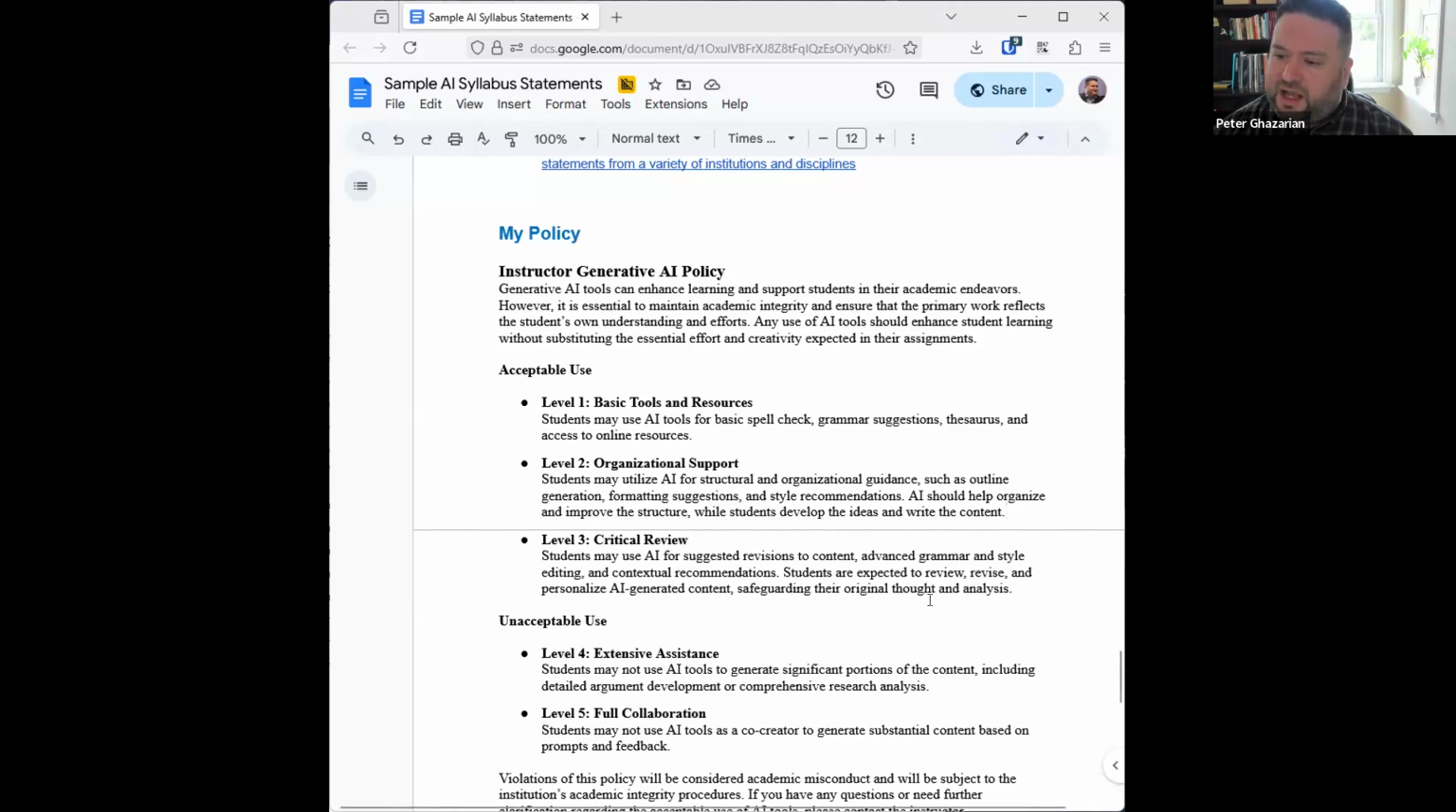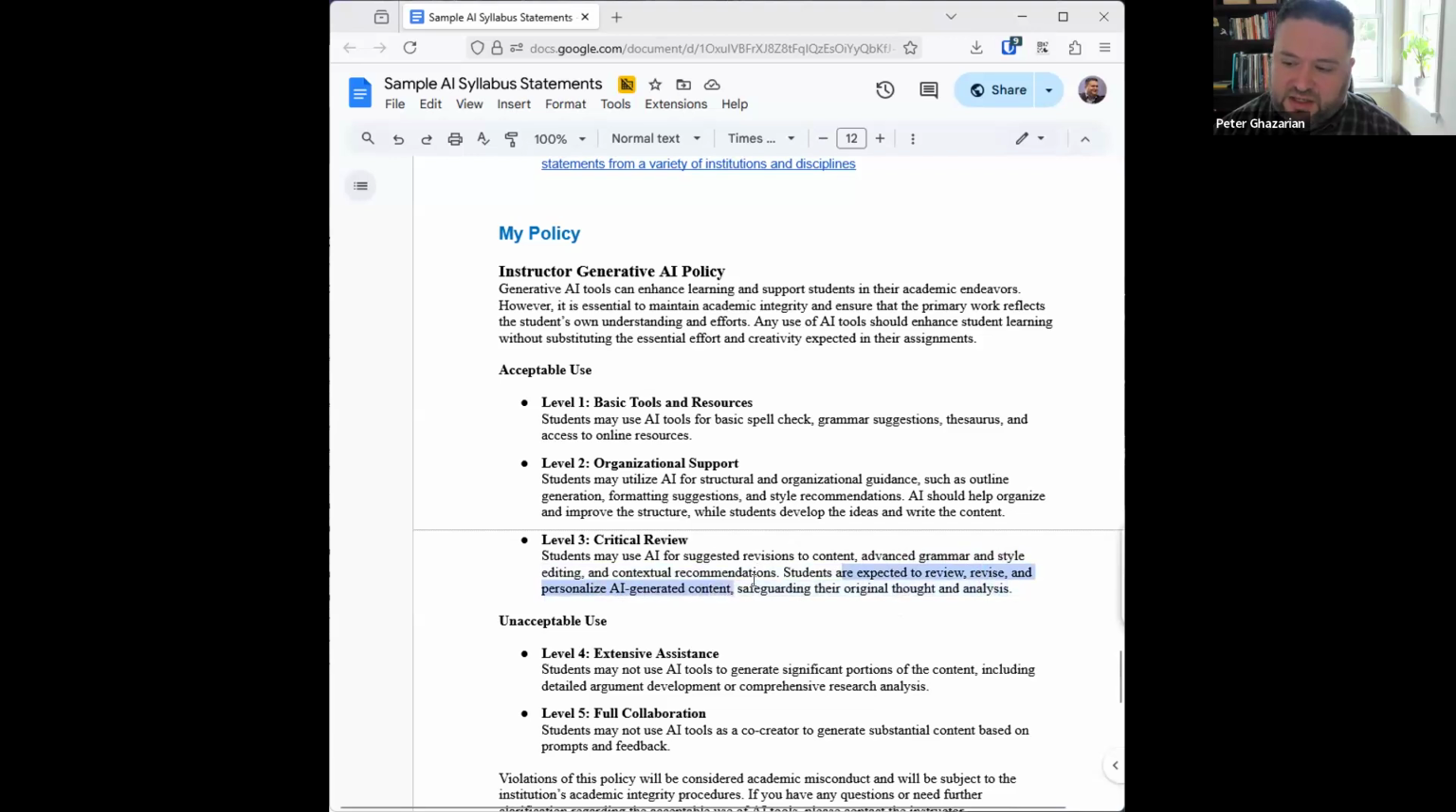And then I also encourage them to make use of it for critical review, which is beyond just recommendations for organization: suggestions for revisions to their content, advanced grammar and style editing. So I'll ask students to prompt an AI tool, is this written in an academic voice? How could I improve the academic voice within my writing here? To get a list of things that they could do to improve what they've written, as well as contextual recommendations for their work.